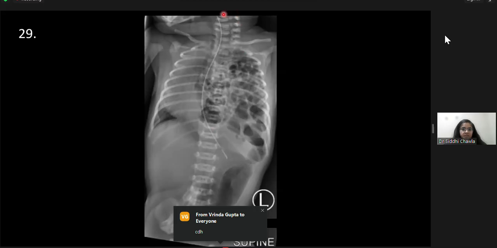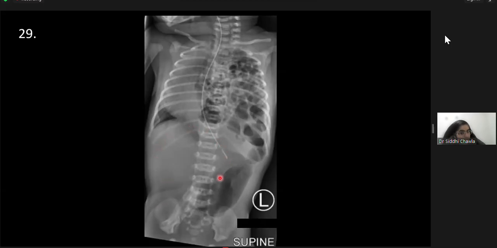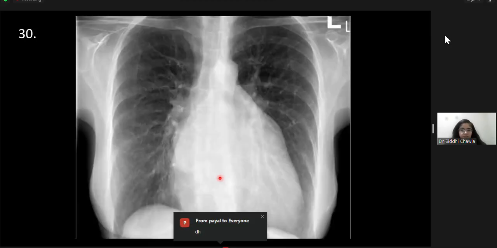Yes. So what do we see? We see the normal position of the Ryle's tube. We see the distended stomach here, and we see the displaced mediastinum towards the right side, and we see lots of air-filled cavities within the left hemithorax and no air-filled cavities in the abdomen. So what happened actually is after the stomach, the entire small bowel went into the chest. So this was a case of CDH.